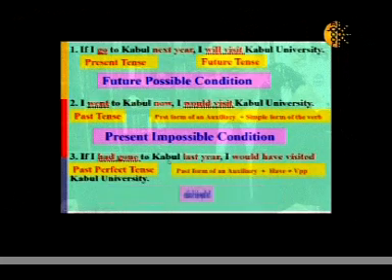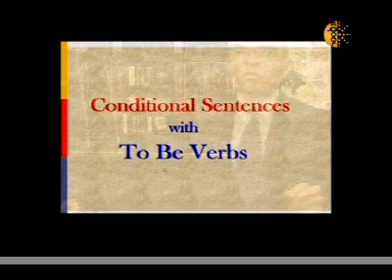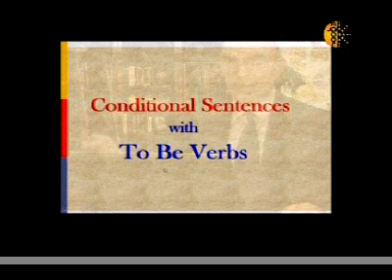Now with to be verbs, then it becomes more complicated. So conditional sentences with to be verbs. To be verbs are what? Is, am, was, were, and are.